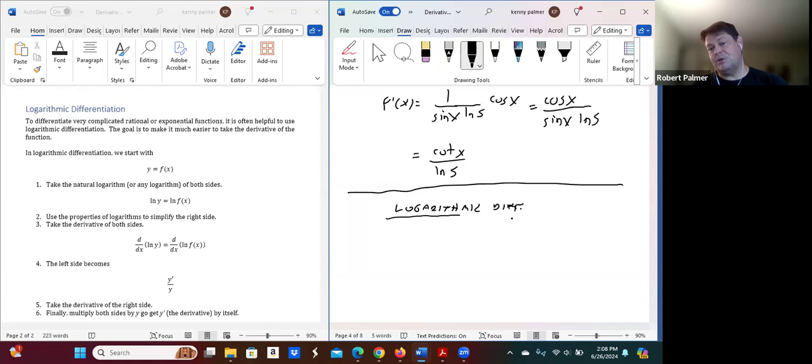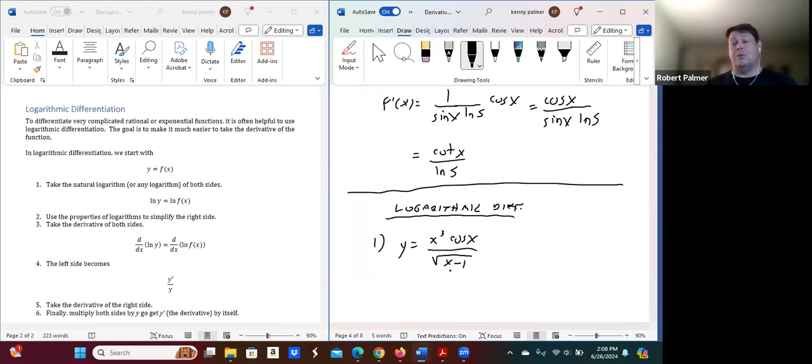Let's repeat that, logarithmic differentiation. So first off, let's start by giving you an example of why this is useful. Let's say we have this for our y: y is equal to x cubed times the cosine of x over the square root of x minus 1.